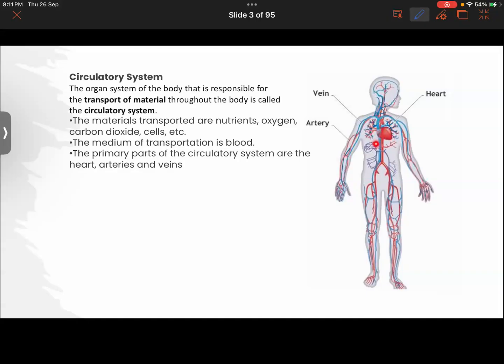Okay. So the organ system of the body that is responsible for the transport of material throughout the body is called the circulatory system. And what materials are traveling in this? The nutrients. What are the different types of nutrients, guys? Fats, proteins, vitamins, minerals, like that.